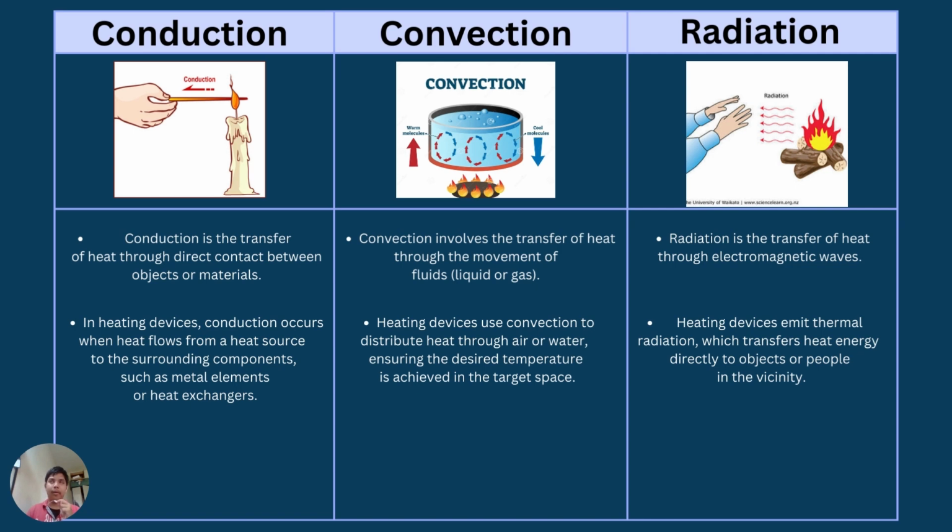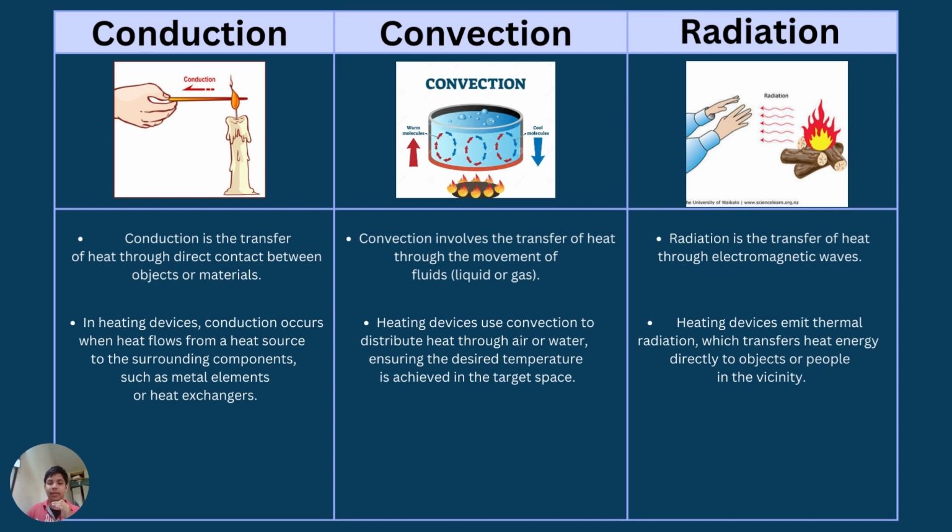We know that hot air and hot water are less dense than colder water and colder air. So because the air is heated at the bottom, it flows to the top, and the colder air will flow to the bottom because it's more dense. This allows the heat to be transferred evenly throughout the fluid. So heating devices use convection to distribute heat through air or water.